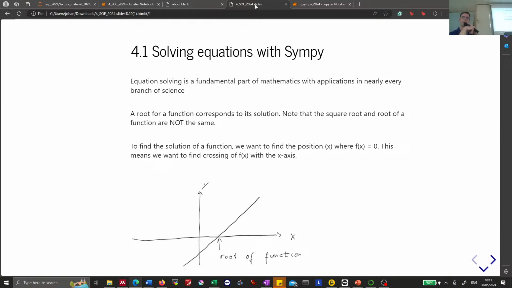If we only have one function, if you have more than one function, it is where the intersections of all the functions are. Note that square root and root of a function are not the same. So there's a sentence. To find the solution of a function, we want to find the position x where f of x equals 0. This means we want to find the crossing of x with the x-axis. So far, so good?